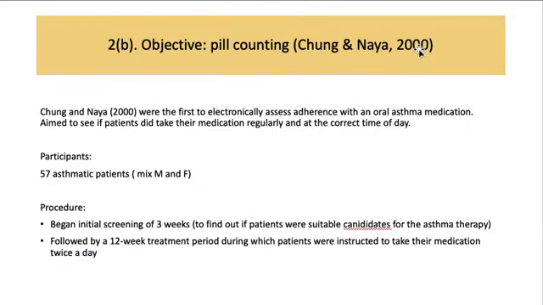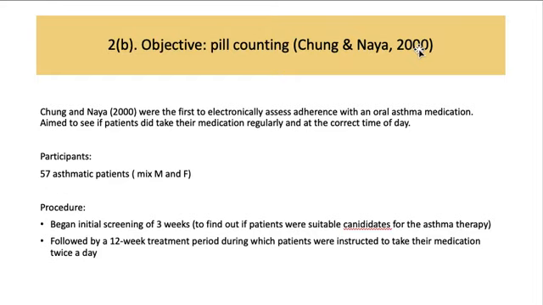Now, Chung and Aya were the first to electronically assess adherence with an oral asthma medication, aimed to see if patients did take their medication regularly and at the correct time of the day. So, who are the participants? 57 asthmatic patients, a mix of both genders.